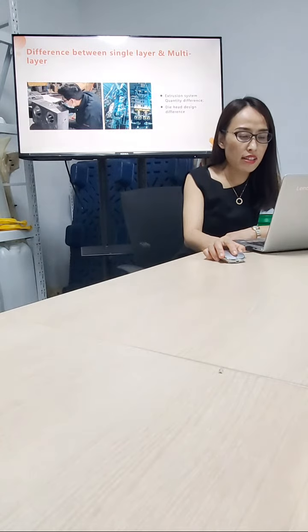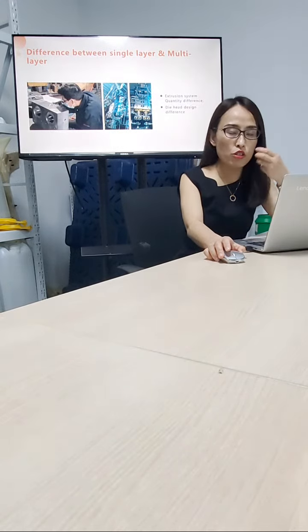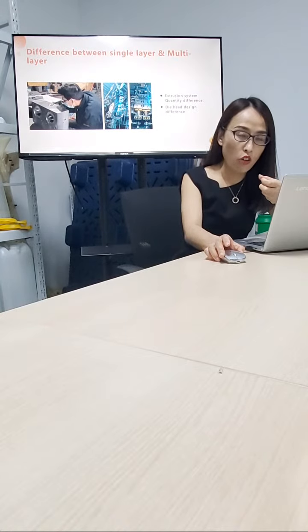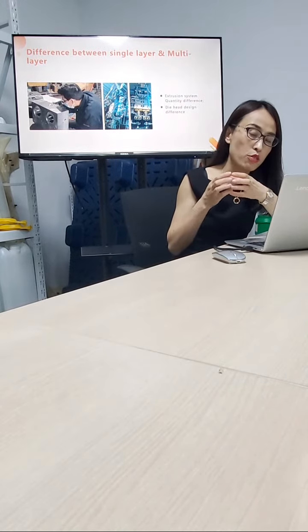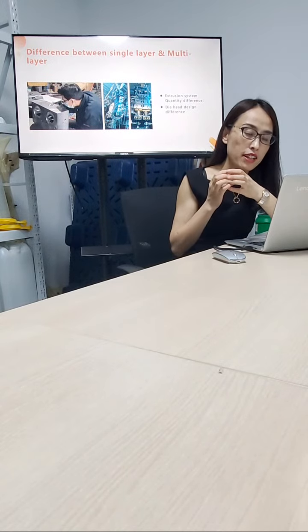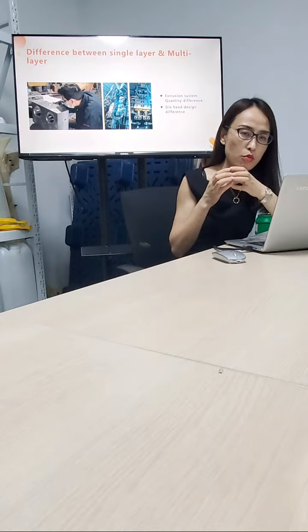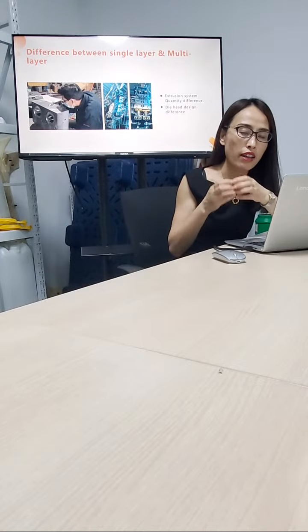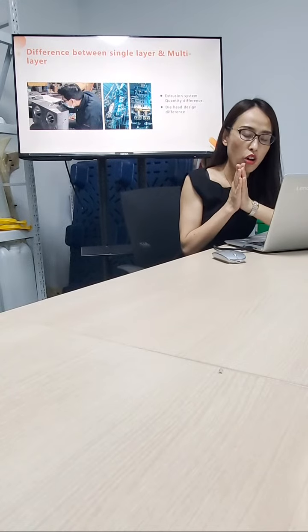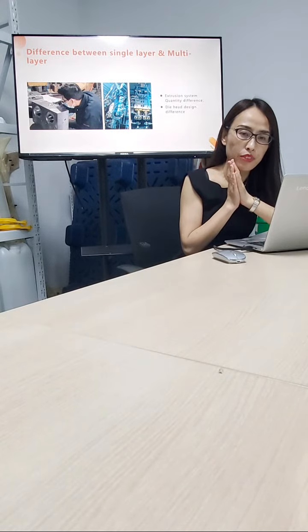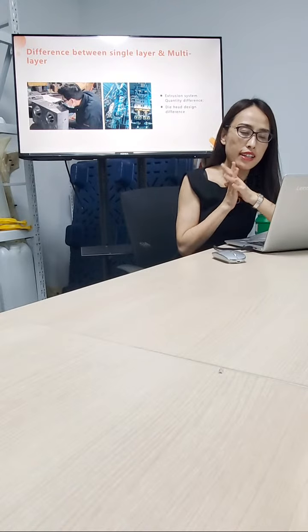Also, the die head design is different. Each layer needs one die core. So, for example, if our machine has 5 layers, the die head is very complicated. Inside, it has a total of 5 die holes. Each core has precise matching with another layer.